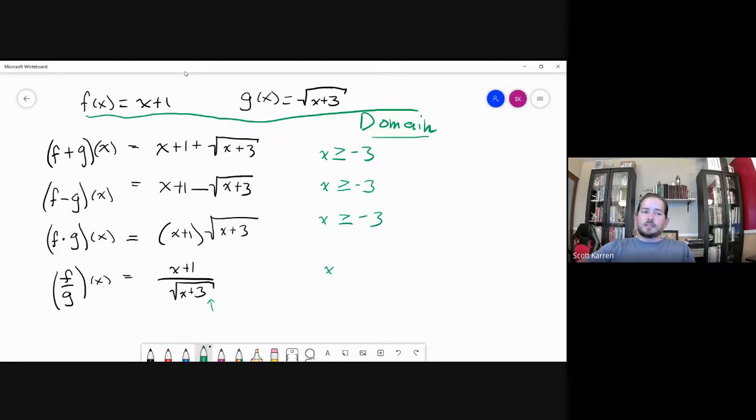And so this one has a little bit more restrictive domain of x has to be strictly greater than negative 3, right? So watch out for things like that, that domain restriction based on fractions or square roots, things like that. Be mindful of where those end up. Okay.